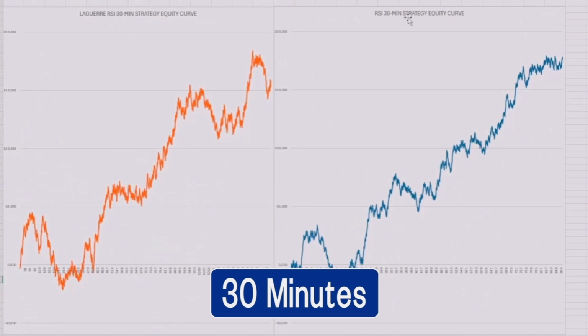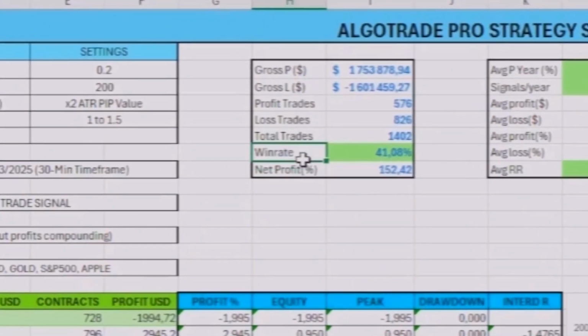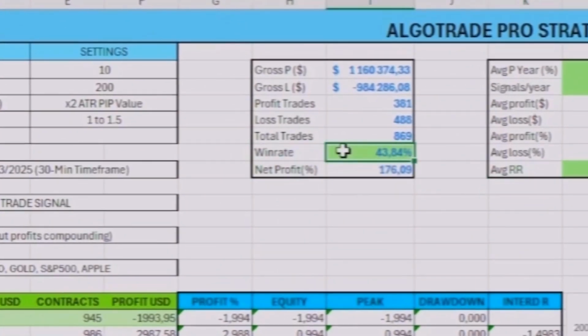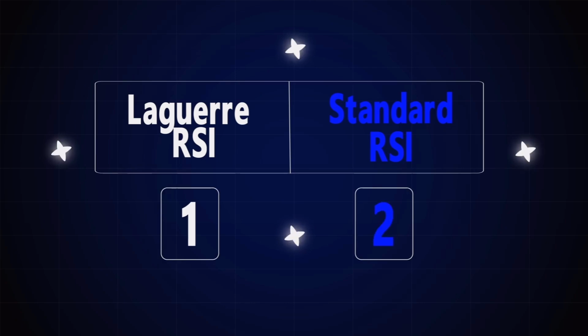Next, on the 30-minute time frame, once again, both equity curves were very similar, with an initial growth followed by a drop and then a steady rise. However, we can see that the standard RSI had fewer trades than the Laguerre RSI and was slightly more profitable. Looking at the statistics, we can confirm that the Laguerre RSI had a win rate of 41% and a profit of 152%, while the standard RSI had a win rate of 43.84% and a profit of 176%, but with fewer trades. So we give an additional point to the standard RSI.